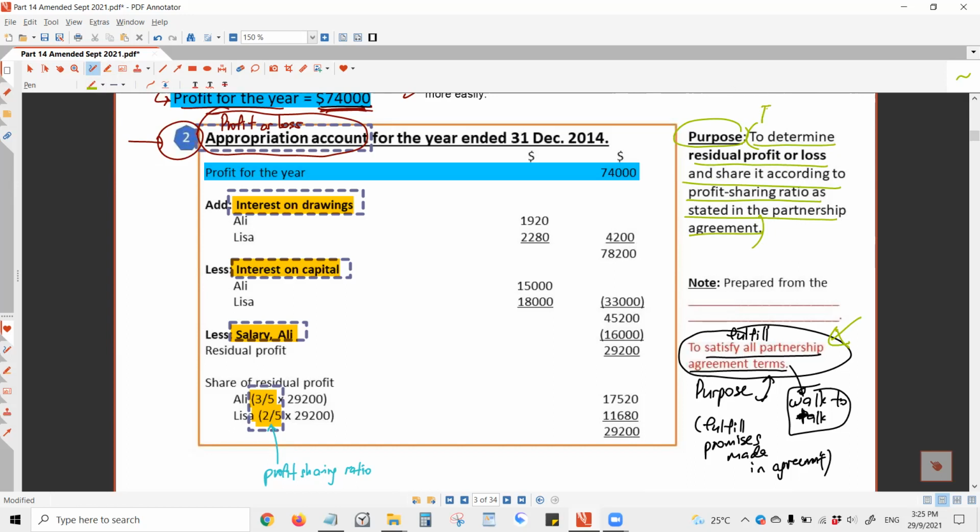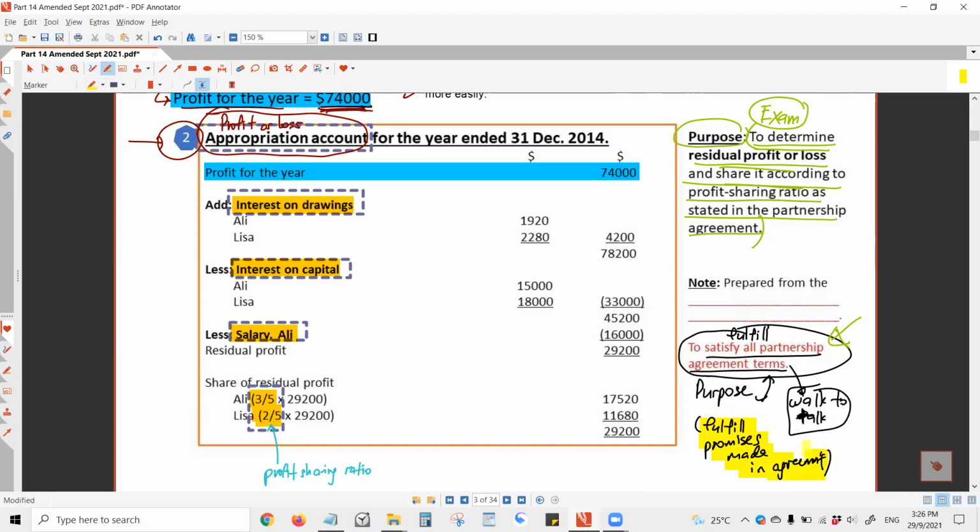Yeah, so let me write down. This is for exam. You write the purpose based on this in the exam, but deep down in your heart, you must know that the actual purpose of doing appropriation account is to fulfill promises made in the agreement. Get what I mean? Yeah? Okay.